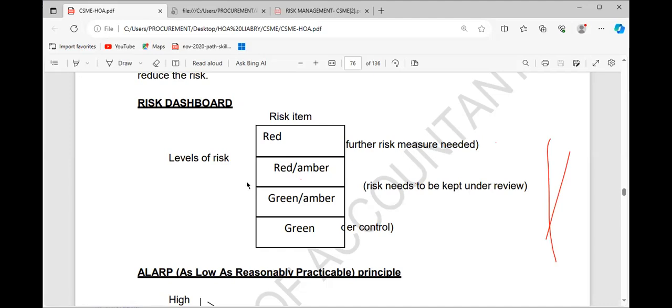Okay, the same thing to red, amber. Okay, so at this time you have to be looking at it closely, and you are monitoring it so that this risk does not go beyond this one. Okay, now when it is red, it means further risk measures are needed. So that is when you are going to start putting so many types of measures, so many types of control, to make sure that you reduce that risk to the residual level of your risk. This is what we call risk dashboard.